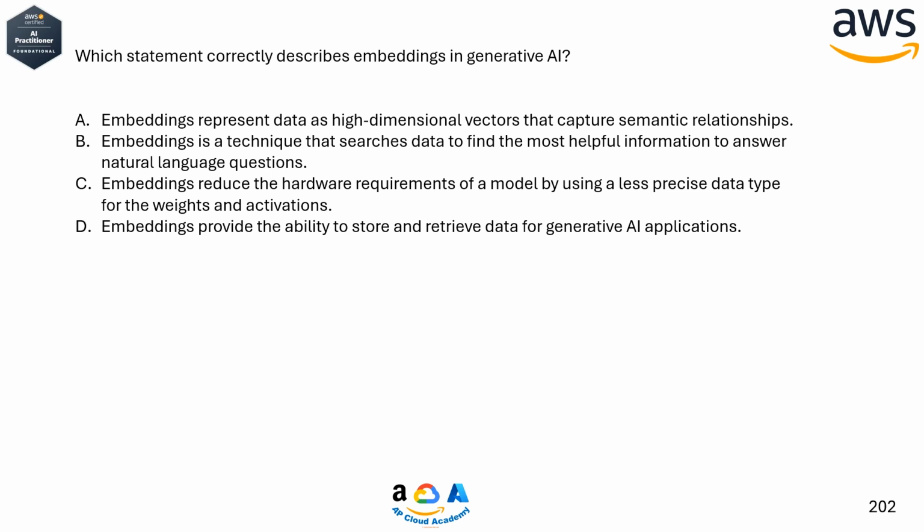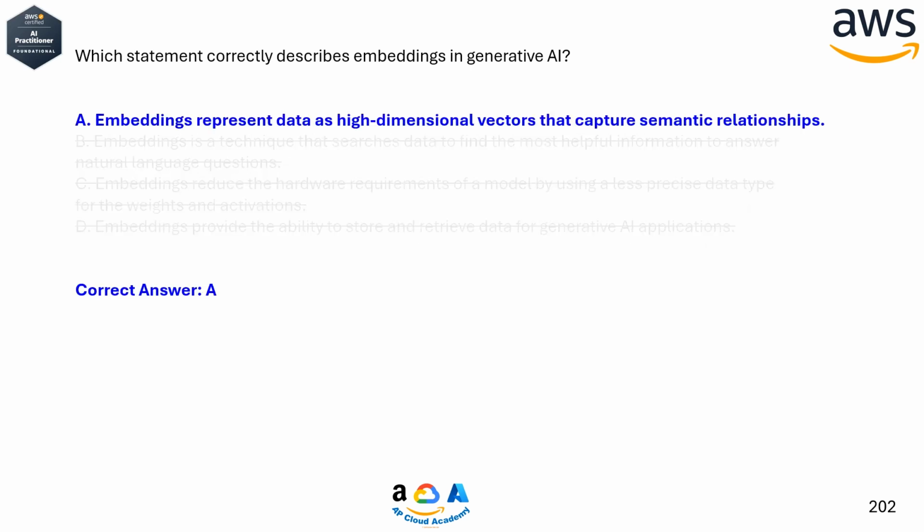Which statement correctly describes embeddings in generative AI? A. Embeddings represent data as high-dimensional vectors that capture semantic relationships. B. Embeddings is a technique that searches data to find the most helpful information to answer natural language questions. C. Embeddings reduce the hardware requirements of a model by using a less precise data type for the weights and activations. D. Embeddings provide the ability to store and retrieve data for generative AI applications. Correct answer, A. Embeddings represent data as high-dimensional vectors that capture semantic relationships.